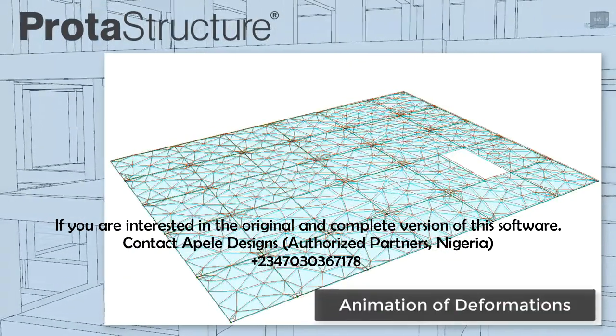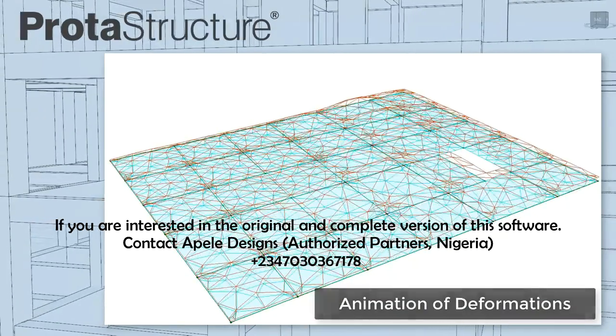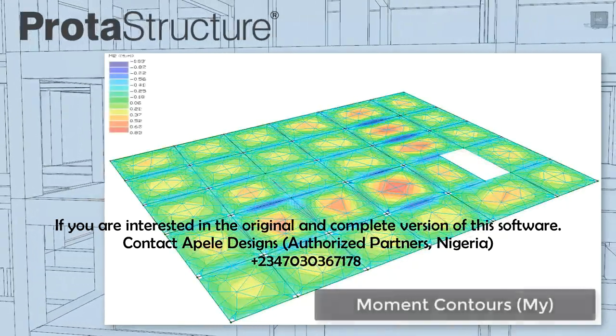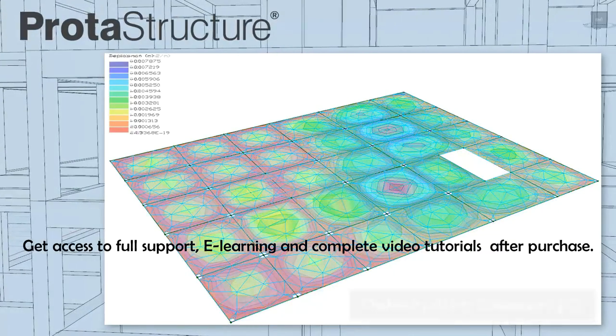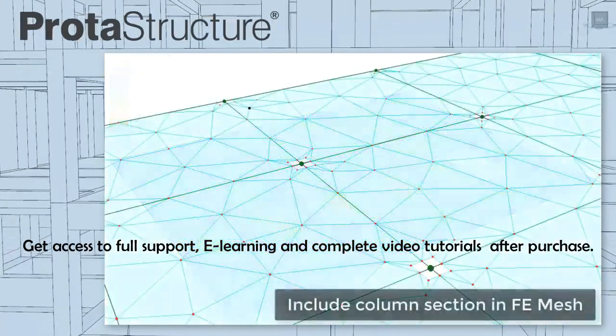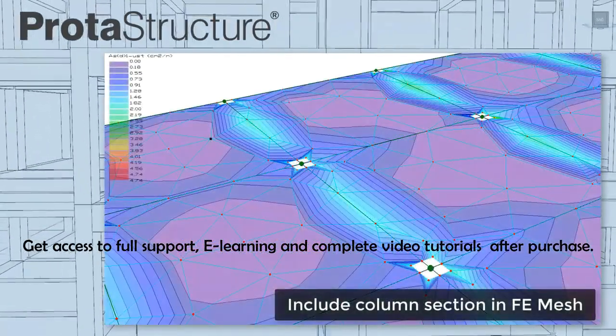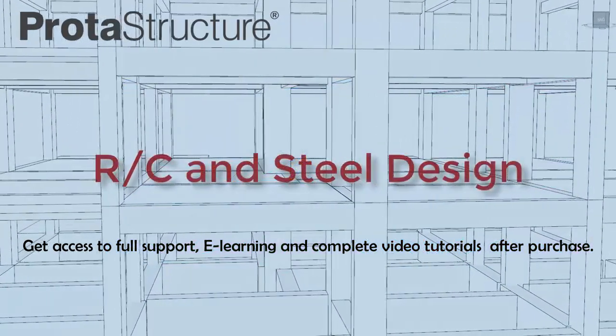Use features including FE stress, reinforcement areas, and deformations in your slab systems to review performance. Even mesh the column section boundaries for more economical design.